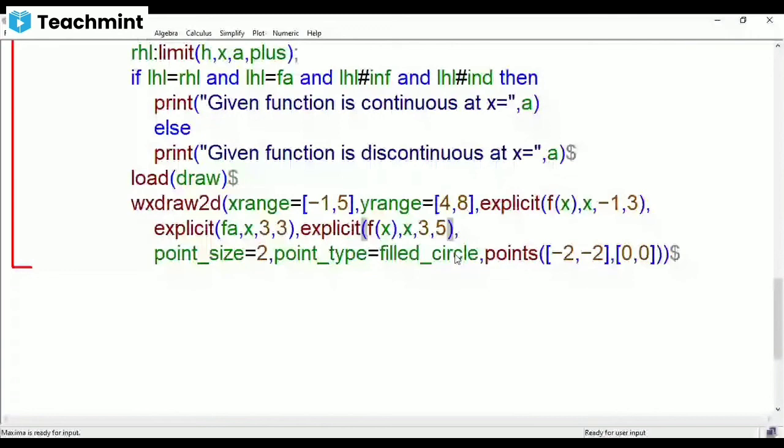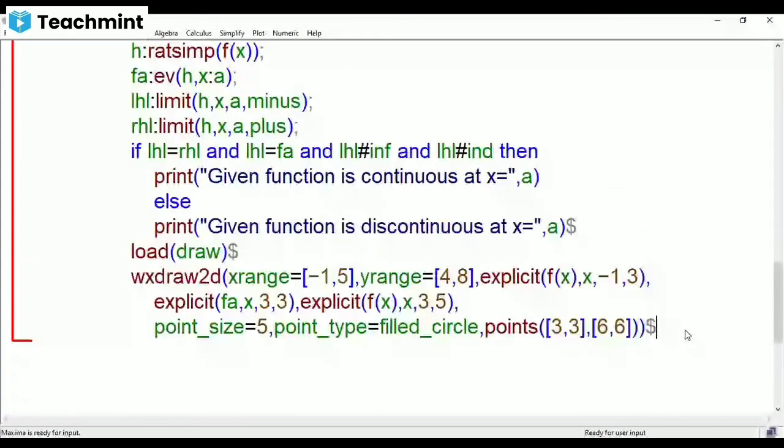Everything is the same. You can change the size if you want a bigger point. And at which point are we drawing the point? At a. What is your a? 3. The f of a value is 6, we know that. So the point is 6, 6. Let's see what we are going to get.